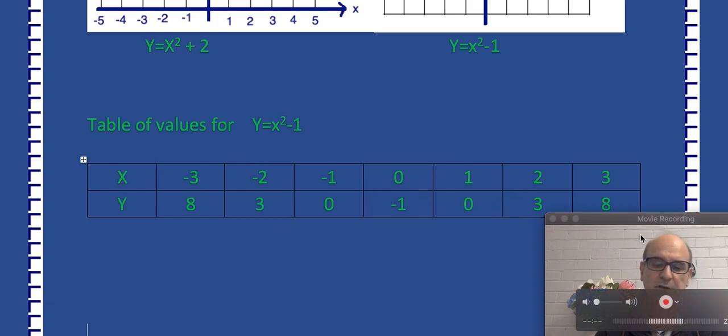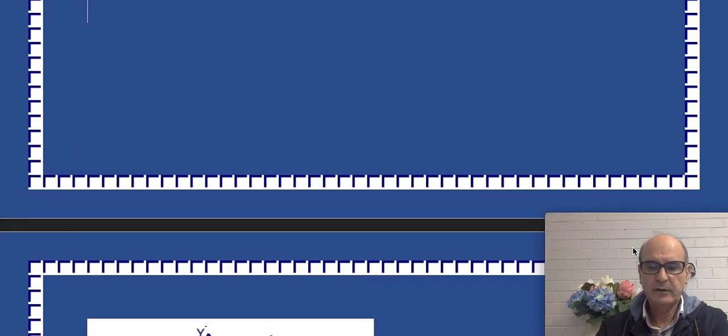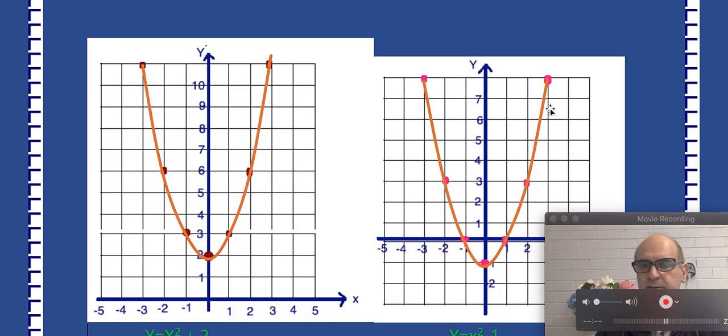So you get all these points, points with red dots I've shown. x was minus 3, y was 8, x was minus 2, y was 3, x was minus 1, y was 0, so we don't go up and down. x was 0, y was minus 1, and so on.